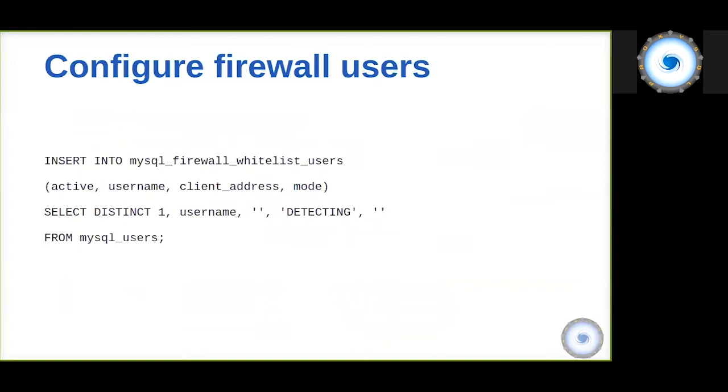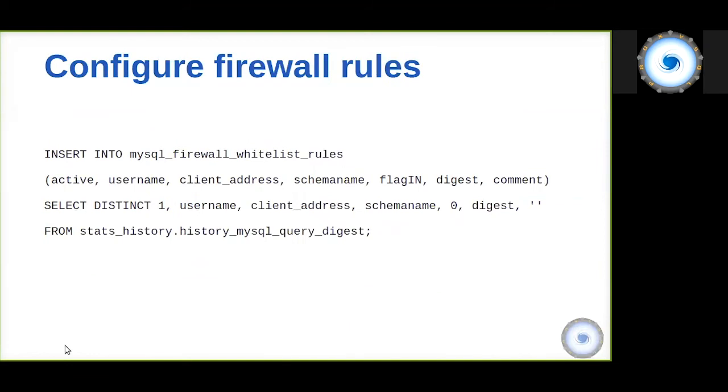If you want to configure the whitelist users, it's very simple. You have to execute an insert statement, selecting the user from the mysql_users table, and also specifying which mode you want: detecting, off, or protecting. And similarly, to configure the firewall rules, you can just query from stats_history_mysql_query_digest or from stats_mysql_query_digest. So you basically have to copy the username, the client address, the schema name, and the digest.